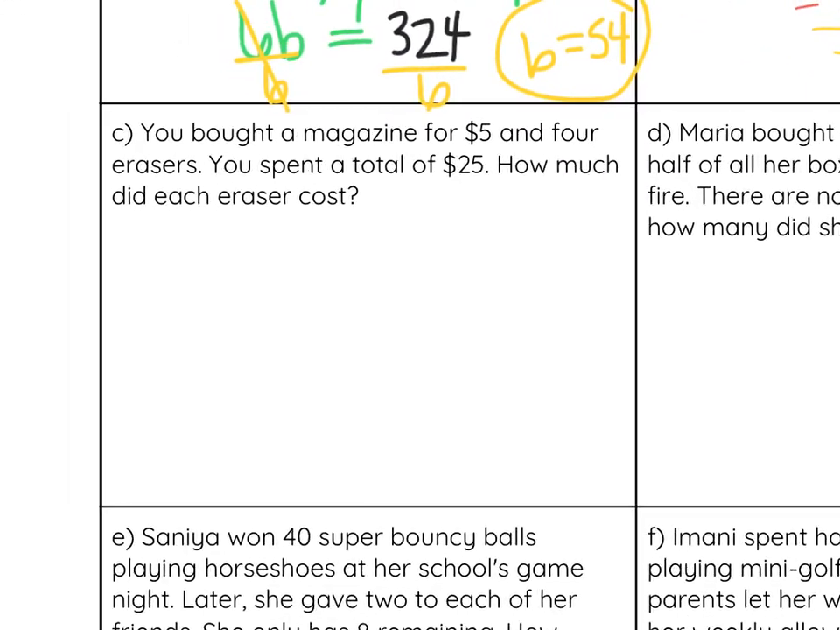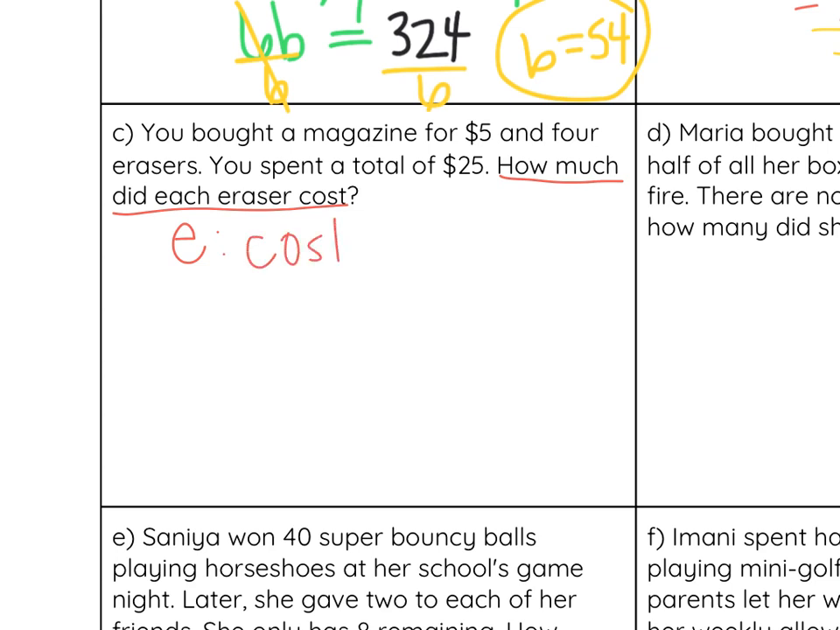Let's look at C. You bought a magazine for $5 and 4 erasers. You spent a total of $25. How much should each eraser cost? So we have our question. We have to define our variable. What do we want to know? We want to know how much should each eraser cost. So I'm going to use E. And this is the cost of an eraser.